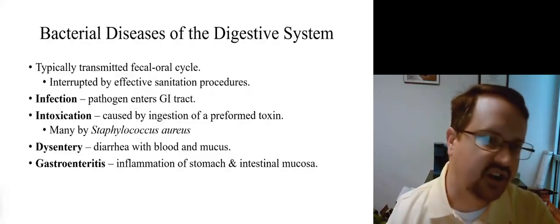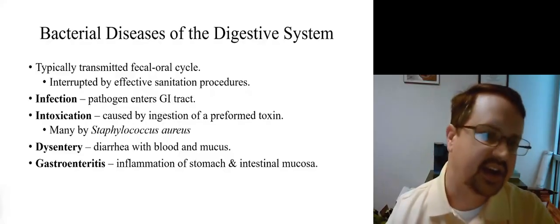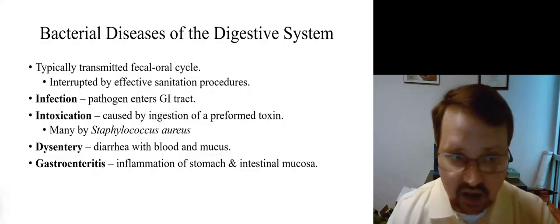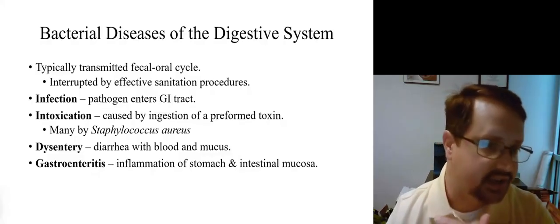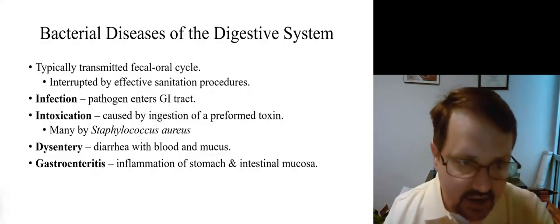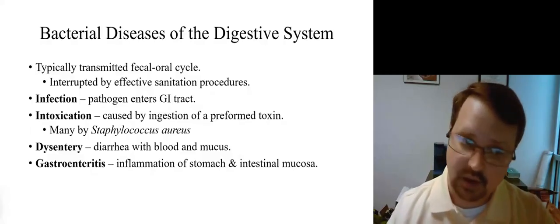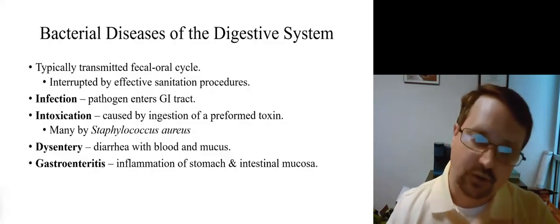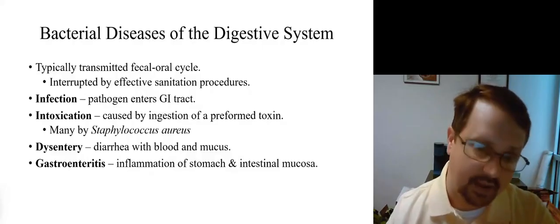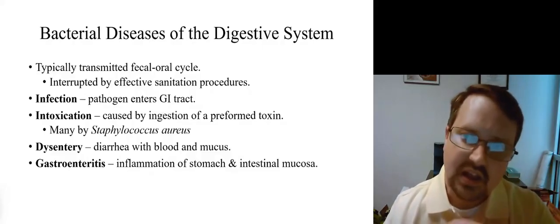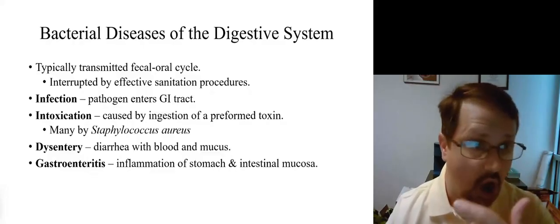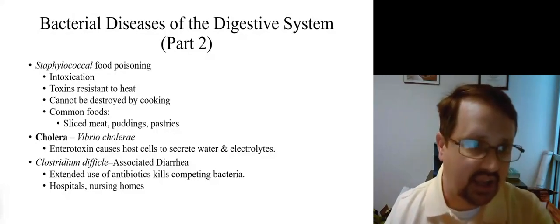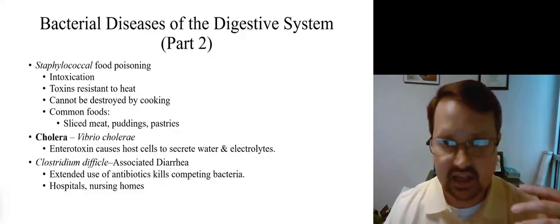An infection where the pathogen enters the GI tract may lead to intoxication because there's a toxin. It may be a Staphylococcus aureus. Dysentery is diarrhea with blood and mucus. Gastroenteritis is an inflammation of your stomach and intestinal mucosa. Let's talk about some diseases that do this. Staphylococcal food poisoning is usually a staphylococcal intoxication.